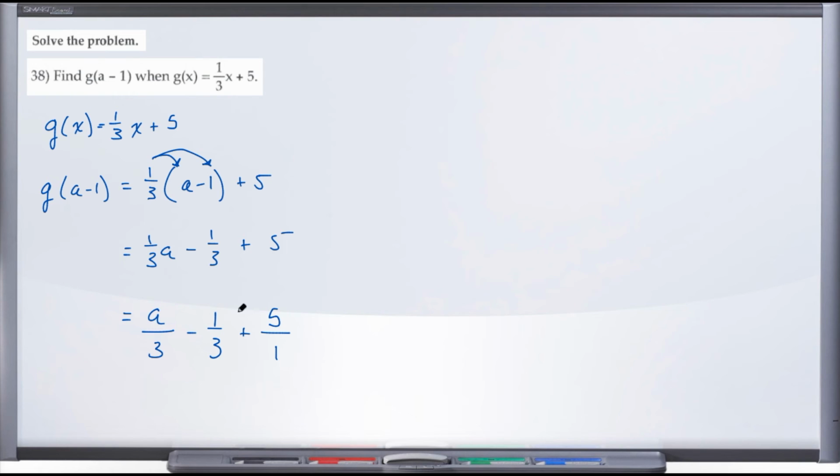So we're good here. We're good here. But we have a 1 here in this denominator. So what do we have to multiply 1 by to get to 3? Well, we have to multiply it by 3. And whatever we do to the bottom, we have to do to the top. And so now if we rewrite this, and I'll go ahead and rewrite it over here, we're left with a over 3 minus 1/3 plus 5 times 3 is 15 over now 3.